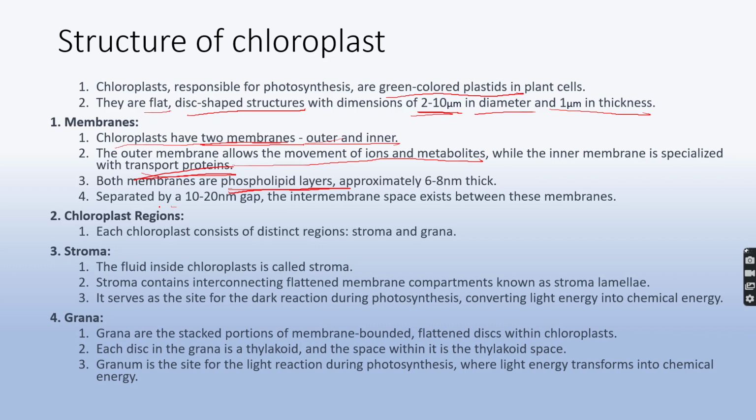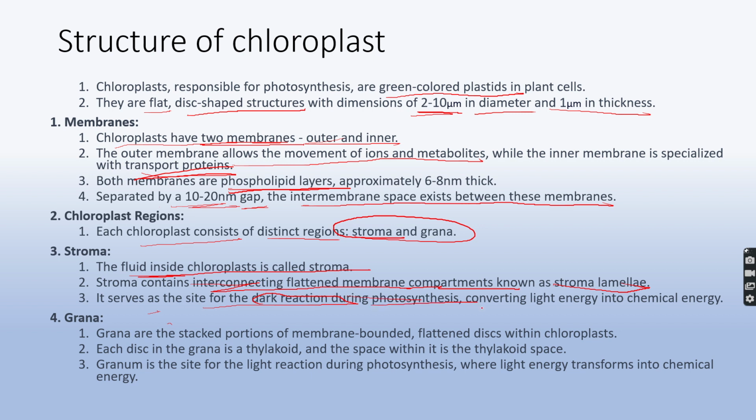Okay, and separated by a 10 to 20 nanometer gap, the intermembrane space exists between these membranes. Each chloroplast consists of distinct regions called stroma and grana. Stroma is basically a fluid inside the chloroplast. Okay, and stroma contains interconnecting flattened membrane compartments known as stroma lamella, and it serves as the site for dark reaction in photosynthesis, converting light energy into chemical energy.